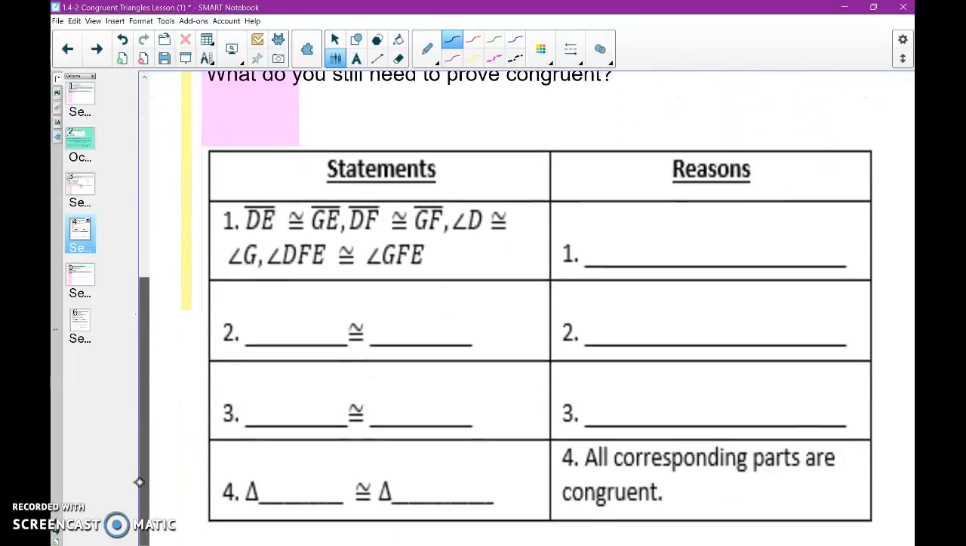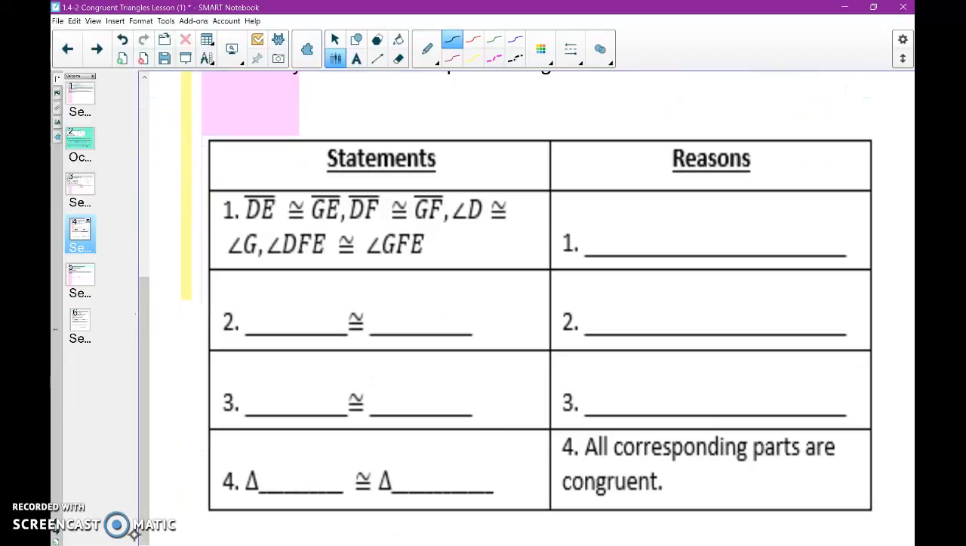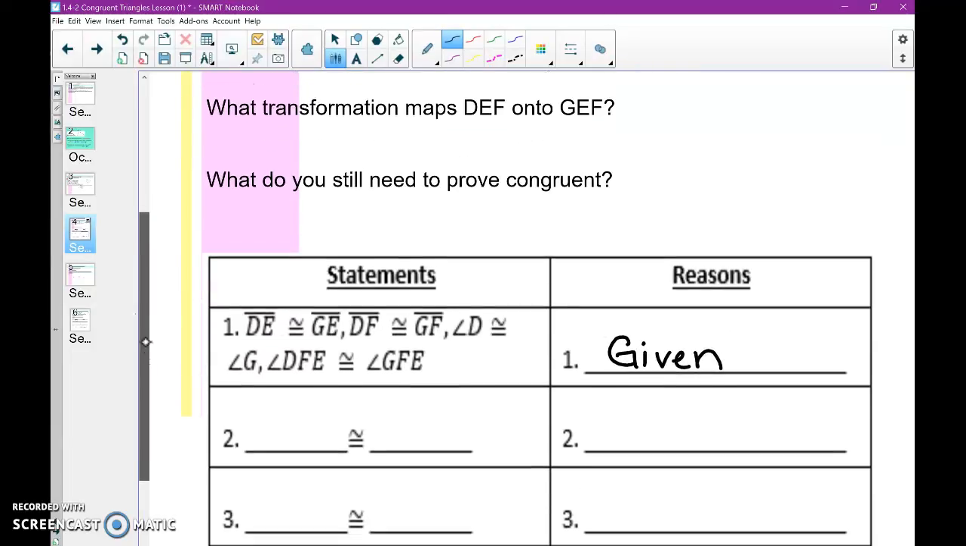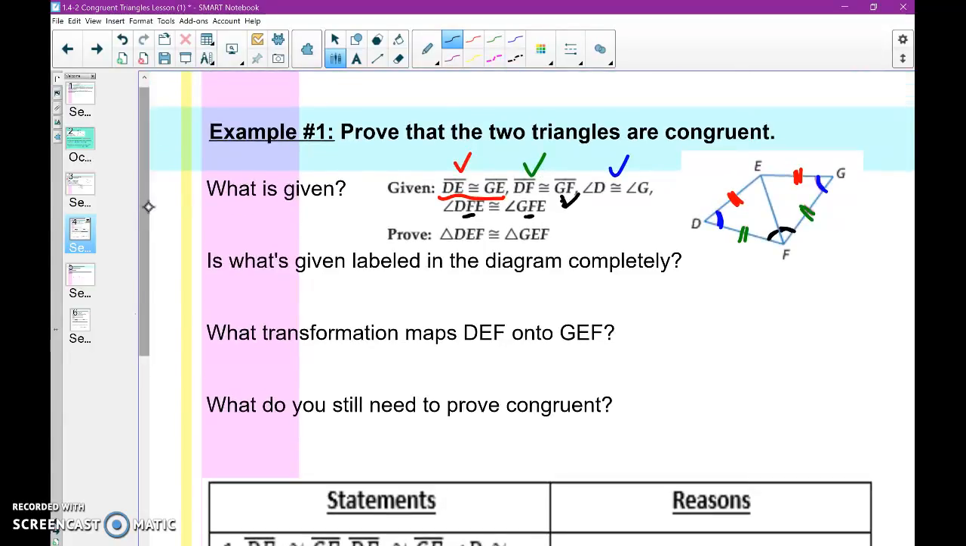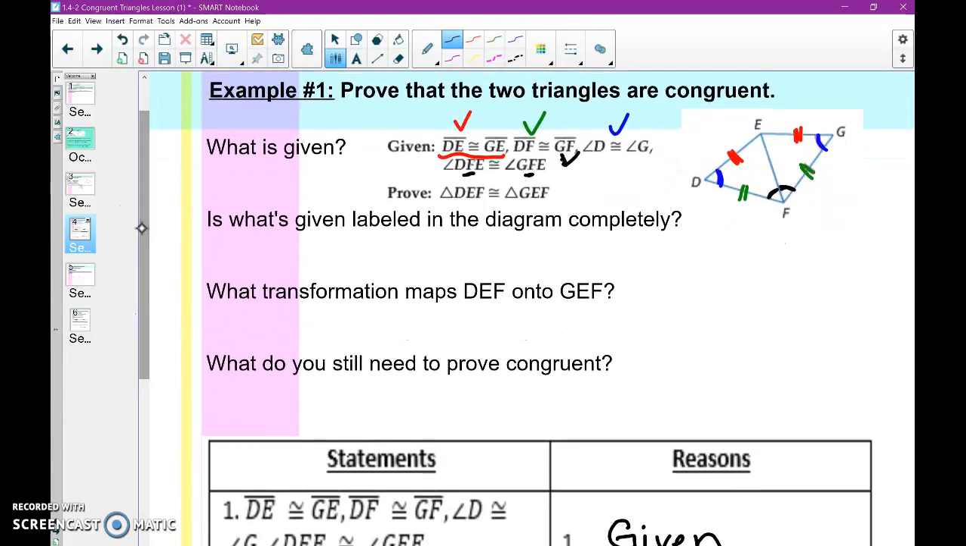So now if you scroll down to our 2-column proof, that's what we call this kind of table here. In the statement, we've got all of these things marked as congruent. You always start with stating your reason as given. That's always your first step. Should be an easy point to get to. So now you got to figure out what the heck is not in the picture. Remember, you need to prove all 3 angles and all 3 sides.